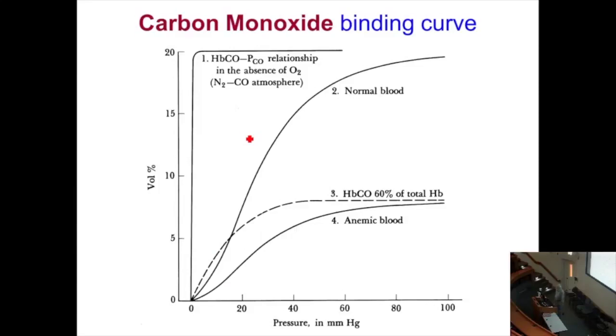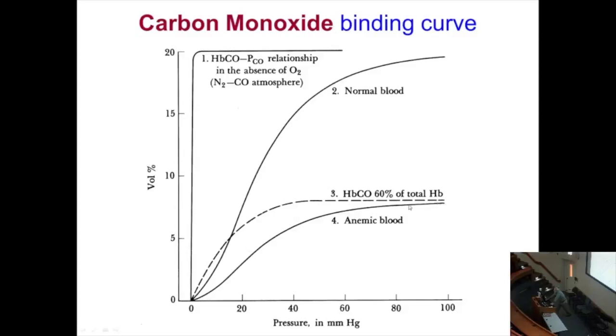So here we have our oxyhemoglobin, and here's our normal oxyhemoglobin dissociation curve. Now, carbon monoxide's binding curve looks like this. It's incredibly steep because it has 240 times higher affinity. So very high affinity. Any carbon monoxide that's around is going to jump onto the hemoglobin. Now we have two more curves here.